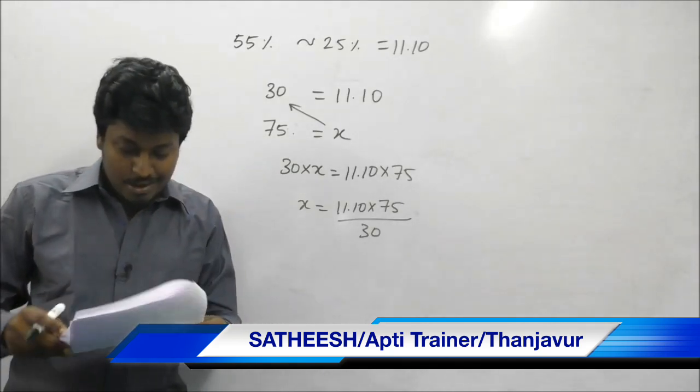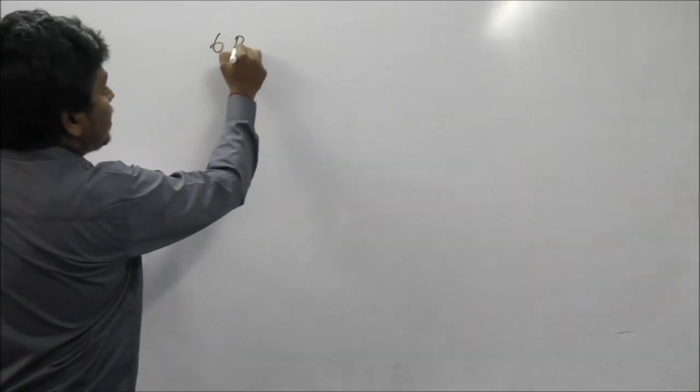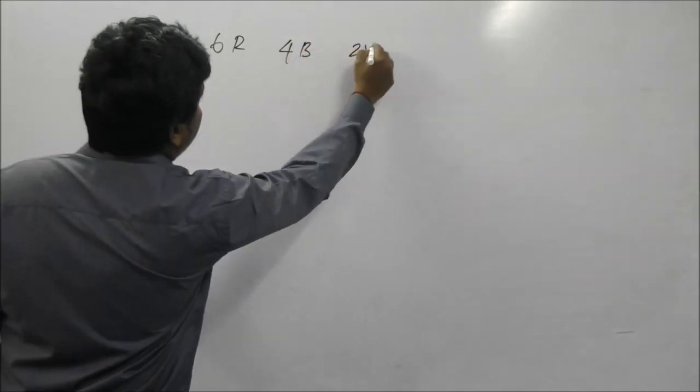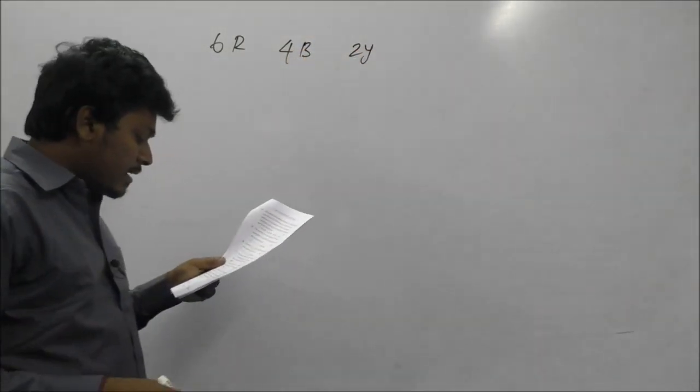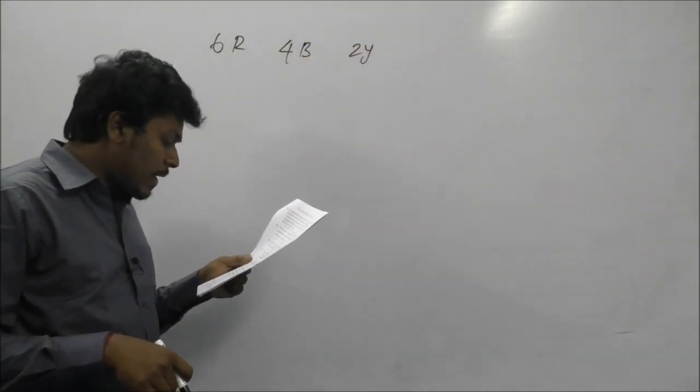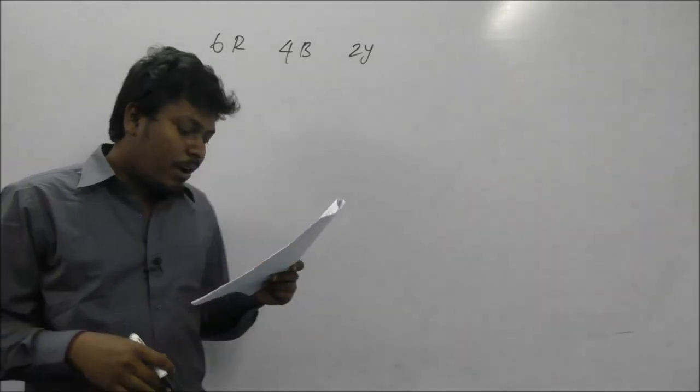Okay, we can go for the next question, the 28th question. See the question number 28. A bag contains 6 red, 4 blue and 2 yellow balls, and they ask us to pick some balls. What is the probability that all are red?